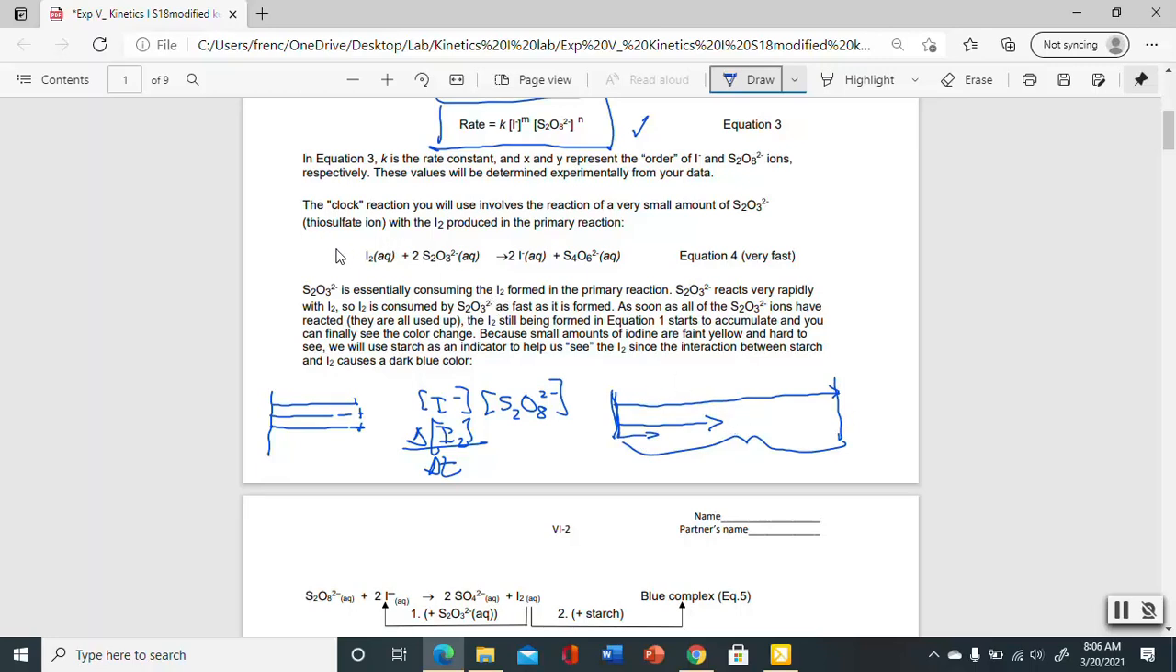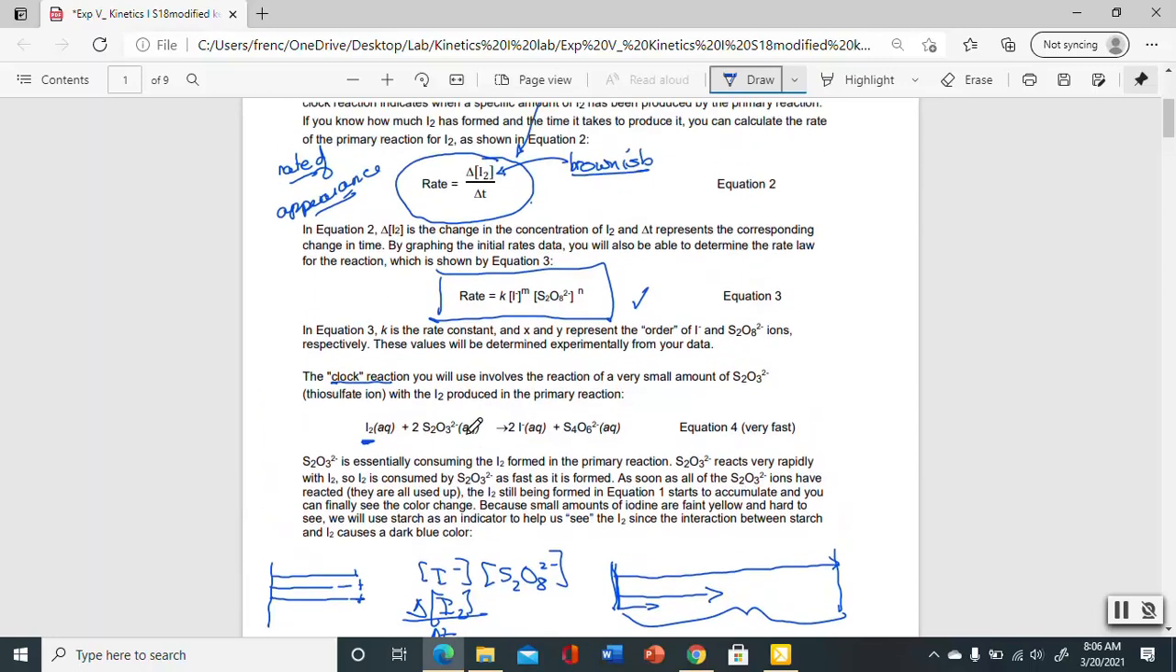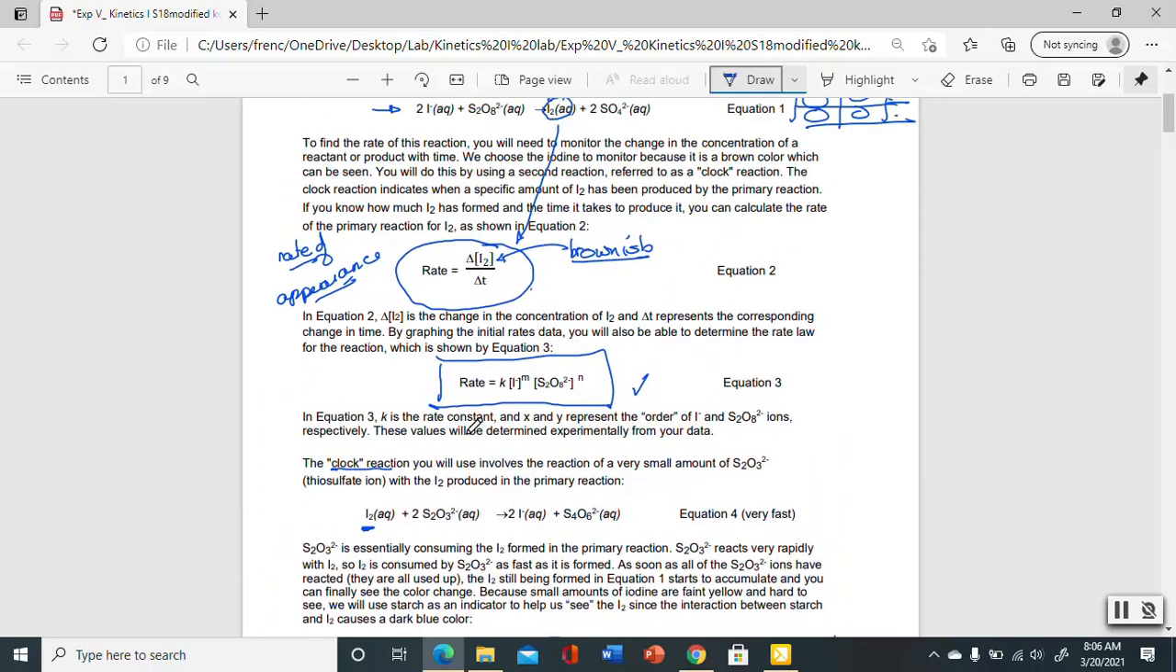Okay, so this is how it's done. This is the clock reaction. Here we have the iodine that has been made up here in the original reaction, the one that I circled up here. Here's the iodine that has been made. But instead of turning brown before it has any chance to do anything, it is gobbled back up by something called thiosulfate. It's a thiosulfate polyatomic ion. And that thiosulfate turns it back into iodide. Okay?